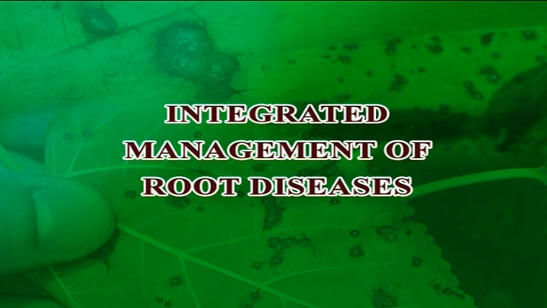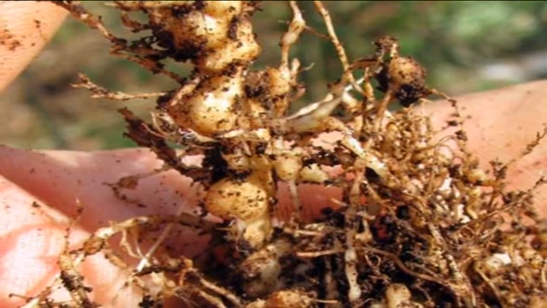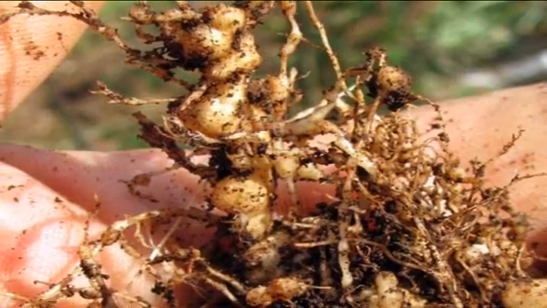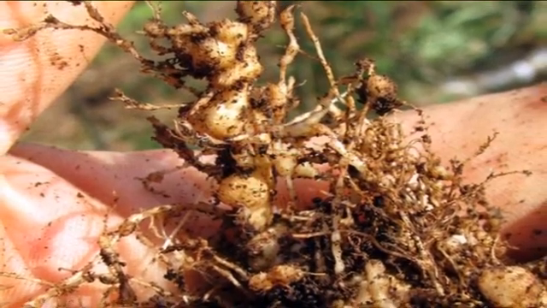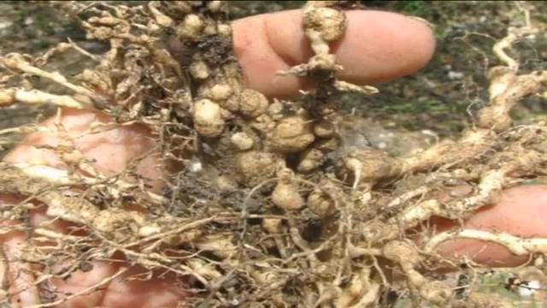Fourth one, integrated management of root diseases. Root knot. Root knot caused by Meloidogyne incognita is one of the major mulberry diseases. It is a nematode disease. It can occur any time of the year, mainly in sandy soils, and estimated yield loss due to this disease is 15 to 30%.